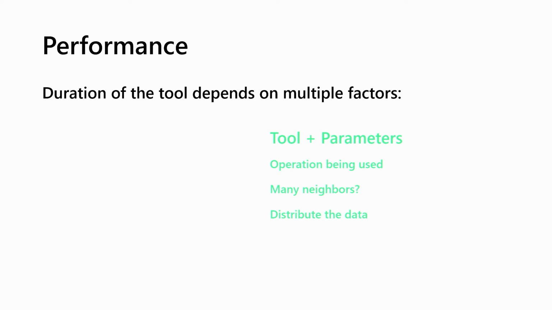And then lastly, distribute the data. So we do have parameters in some tools that can help you chunk up the data a bit. We have time boundary parameters in our track tools. So do read the doc and recommendations on how you can help improve the performance based on the tool parameters.